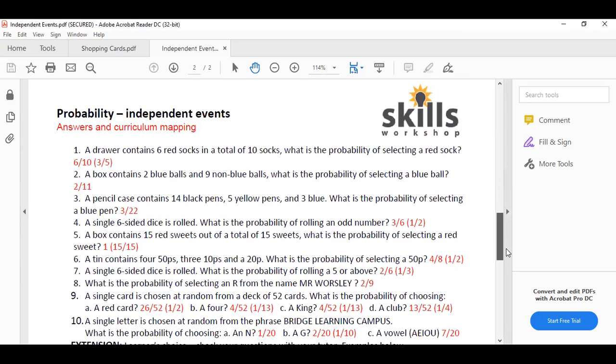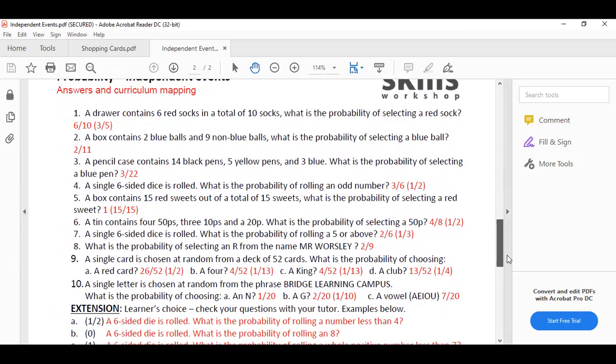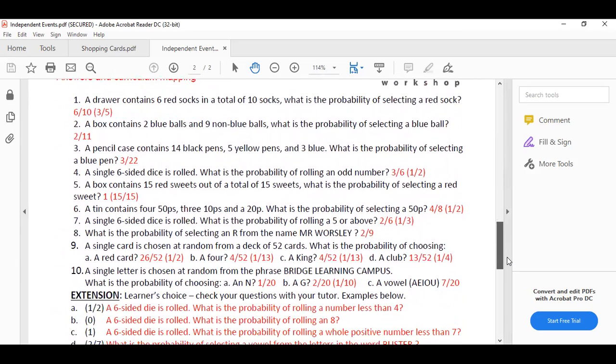So a drawer contains 6 red socks in a total of 10 socks. What's the probability of selecting a red sock? The answer is 6/10. However, we should simplify it to give us 3/5, because we should know that 2 goes into both 6 and 10. We can halve it to 3/5.